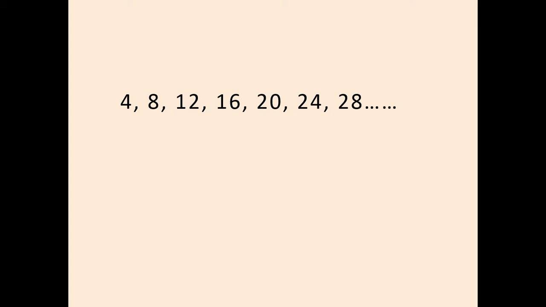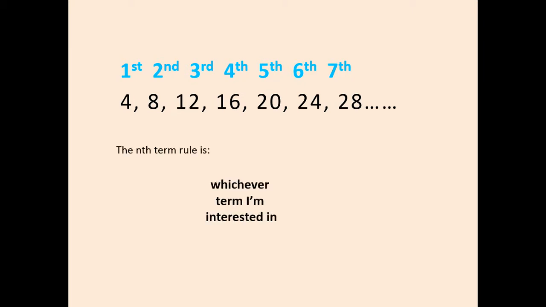So let's look at this particular sequence: 4, 8, 12, 16, 20, 24, 28. So 4 is my first term, 8 is my second term, 12 is my third term, and so on and so forth. So the nth term rule would have to be whichever term I'm interested in times by 4. So it would be n times 4. Okay. So if I want to work out the first term, I do 1 times 4 and it gives me 4. If I want to work out my second term, I do 2 times 4 and you can clearly see it gives me 8.